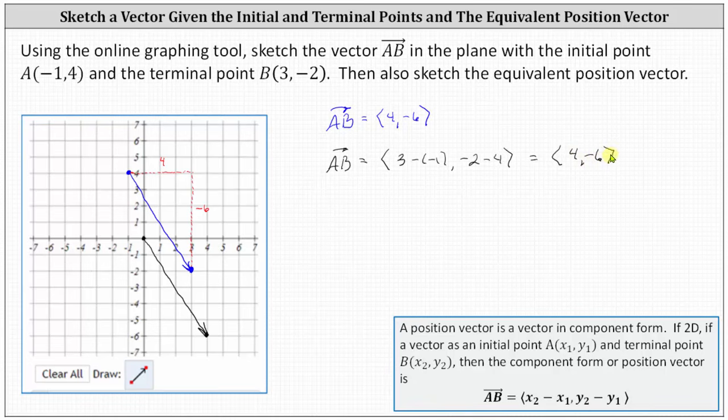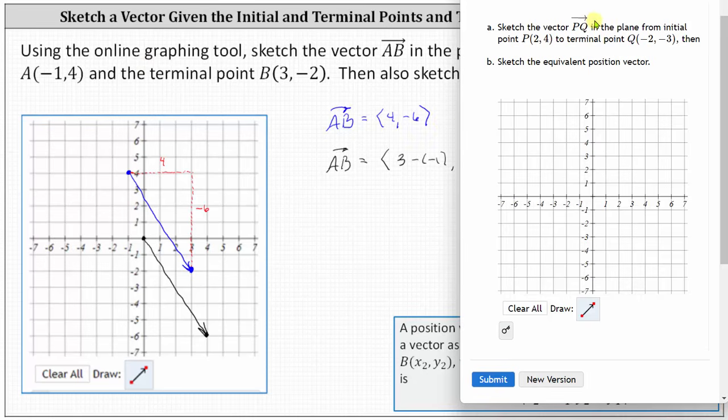And now let's look at a second example using the online graphing tool. For vector PQ, the initial point is (2, 4), and the terminal point is (-2, -3). To begin, we select the vector graphing tool below the coordinate plane. Next, we single-click on the initial point (2, 4). This starts the vector. Next, we double-click on the terminal point (-2, -3).